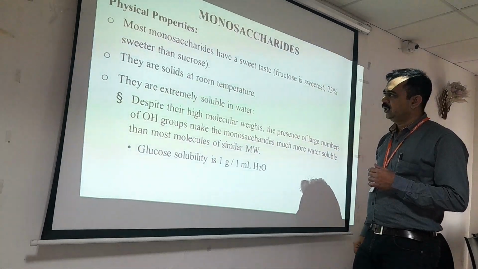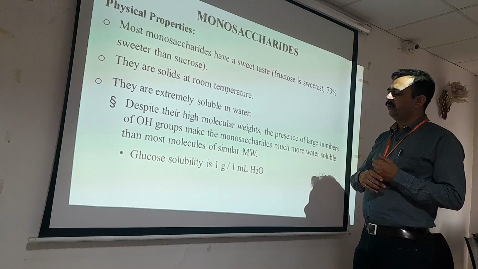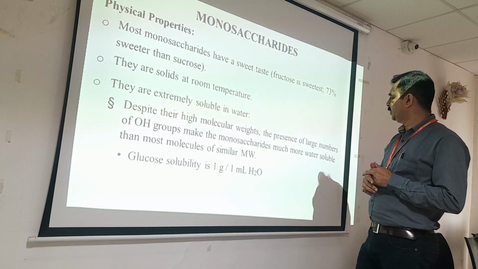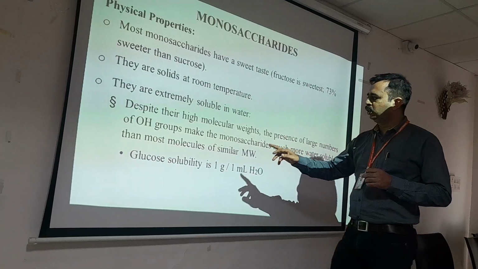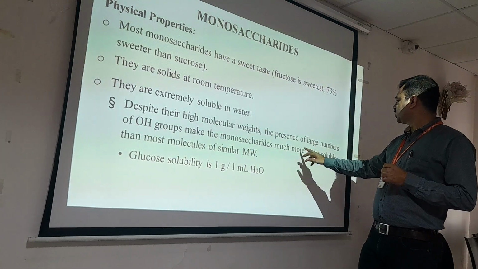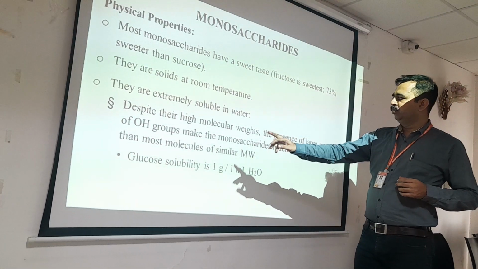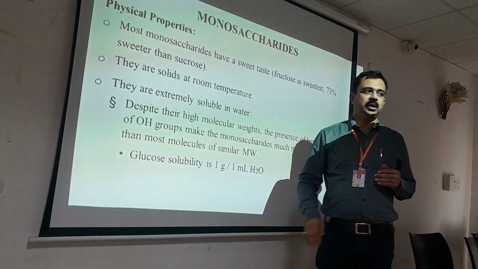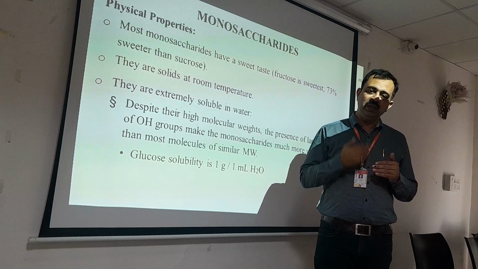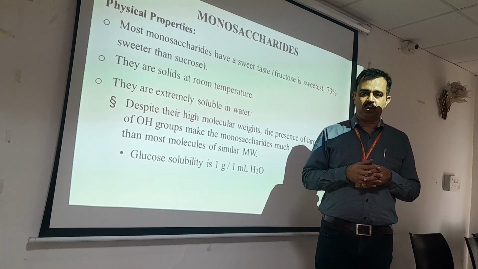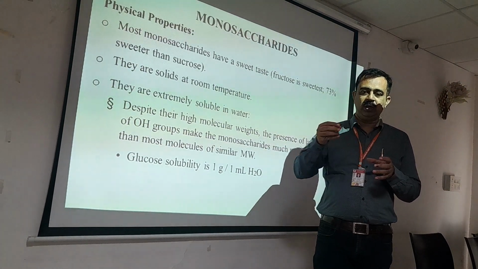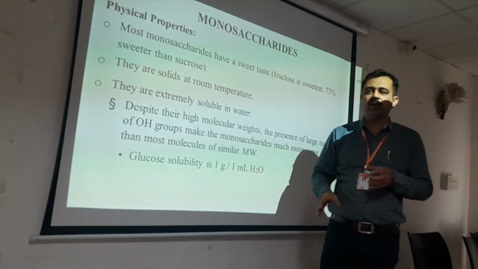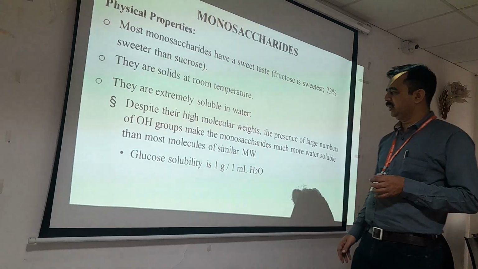They are solids at room temperature. They are extremely soluble in water. Despite their high molecular weights, the presence of a large number of OH groups makes monosaccharides much more water soluble than most molecules of similar molecular weights. Because of the higher OH content, they get dissolved much faster as compared to other molecules. If you put sugar or fructose syrup in water, it will dissolve very quickly.